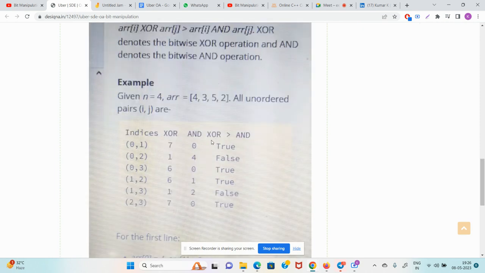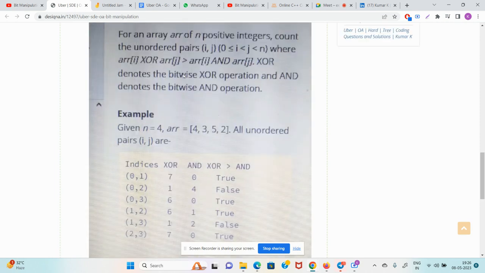We have to count the number of pairs which satisfy this condition. This is the basic stuff, and this is what the question is asking us for. Obviously we can solve it in a brute force manner, but that will not be beneficial for us. It will not pass all the test cases, right?